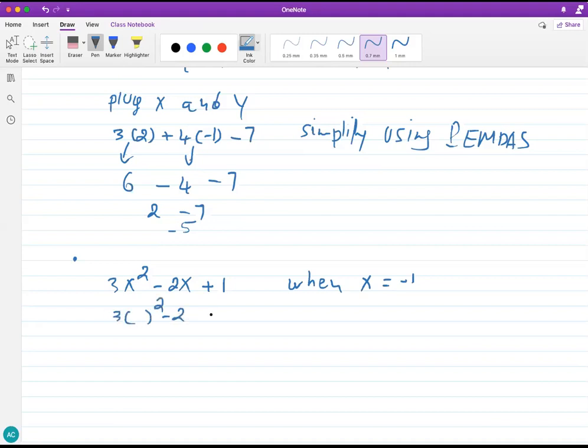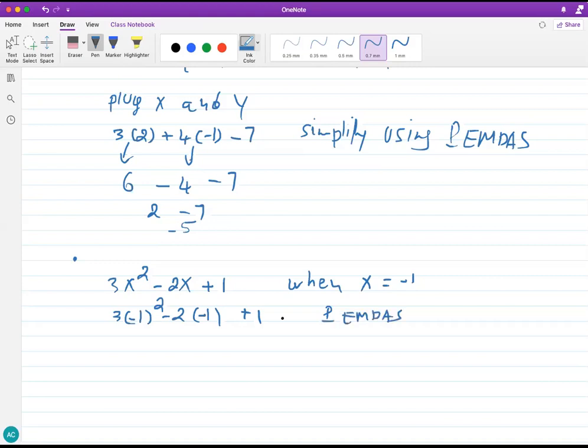So again, you just remove the x's. All these x's will be replaced with the value of x. So -1, but everything else doesn't change. 2 stays there. Everything else, the constant, stays. The only thing that we're replacing is the x with -1. Okay, so now once you plug in, we're going to use PEMDAS again.